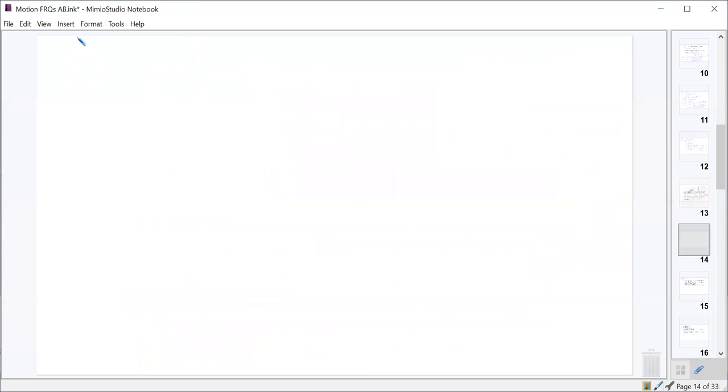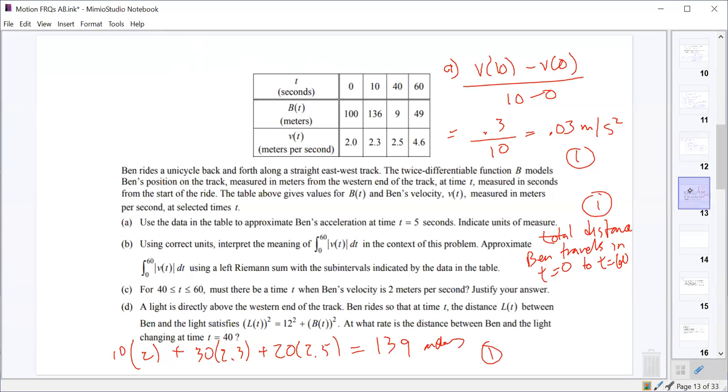Part C says for 40 to 60, must there be a time when his velocity is 2? And so we can look at it and it doesn't look like there has to be. If we go from 2.5 to 4.6 in terms of velocity, the intermediate value theorem wouldn't tell me that I had to go to 2 between those, but it doesn't mean that I couldn't have gone to 2 between those. I could have slowed down to 2 meters per second and then sped back up. And we don't know what's really happening between 40 and 60. So the intermediate value theorem can't tell us anything about it.